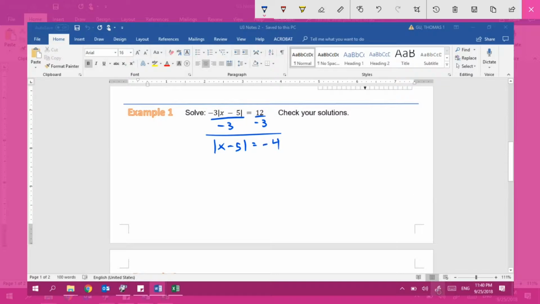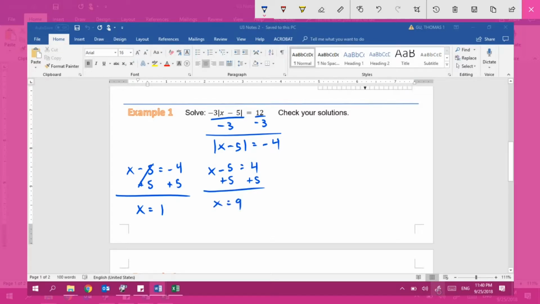And then let's solve this then. So we're going to have two equations, x minus 5 equals negative 4, and my other equation is x minus 5 equals positive 4. All right, let's solve. Add 5 to both sides, and then x equals negative 4 plus 5 is positive 1. Okay, and then my other equation, we're going to add 5 to both sides, and x equals 4 plus 5, which is 9. So my two solutions are x equals 1 and x equals 9, but I need to check them, so let's try this then.